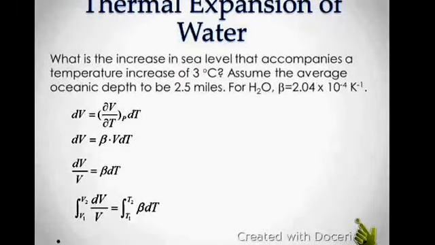Now we can take a look at how we might apply the expansion coefficient to real systems, and here's a problem associated with thermal expansion of water that might simply accompany a temperature increase of 3 degrees Celsius. Of course, as we talk about things such as global warming, an increase in temperature of 3 degrees Celsius is certainly within the range of those estimated by current models. So we can do what we might call a back of the envelope calculation as to how much the sea level might rise simply through expansion of water.